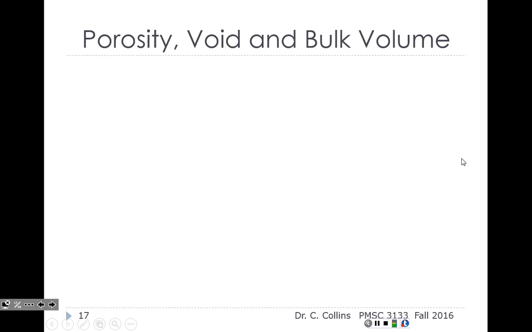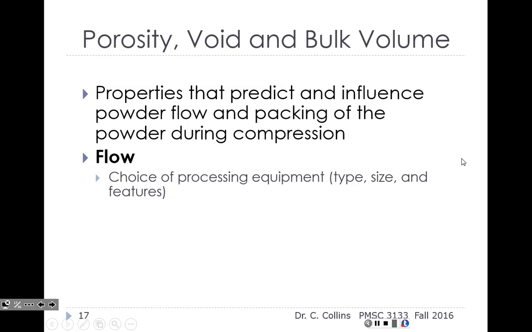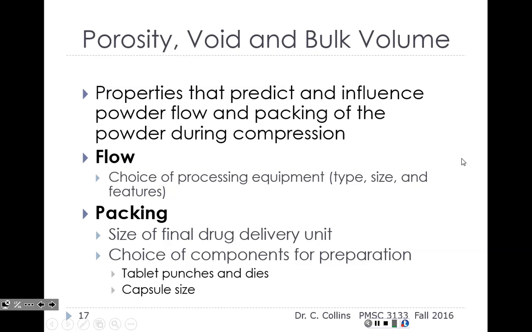So the other properties we talked about in terms of micromeritics: porosity, void, and bulk. And these become important in terms of processing and processing equipment, storage of raw materials, that type of thing. Also influence how particles flow. So flow affects the choice of processing equipment, type, size, features, etc. The size of drug delivery system we might be able to make, among others.